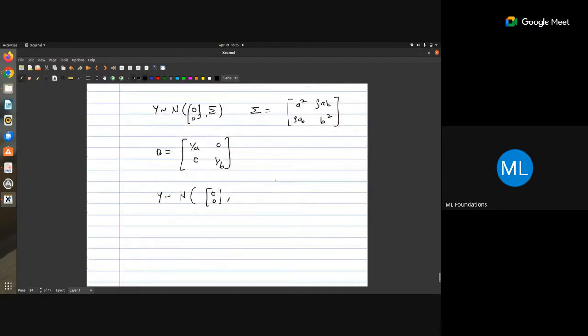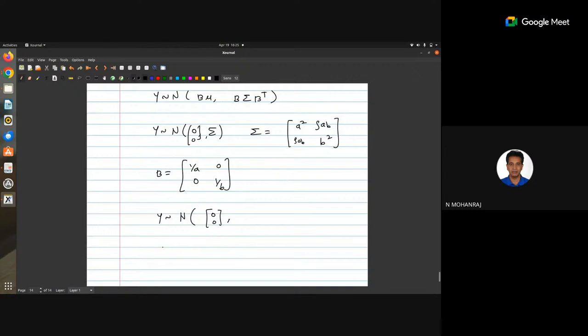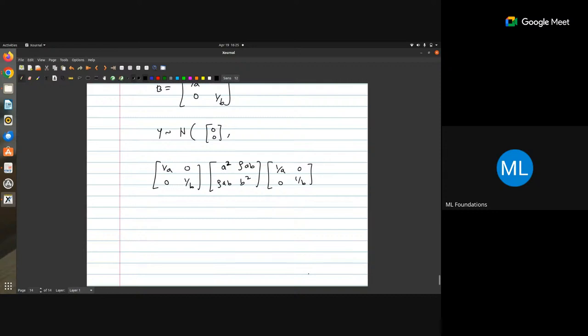So let's try to solve this. Let's say it is B sigma B transpose, we'll try to solve that. Sigma will be A square, rho AB, rho AB and B square. The transpose will be the same in this case. So in this case, actually, it doesn't matter, right?